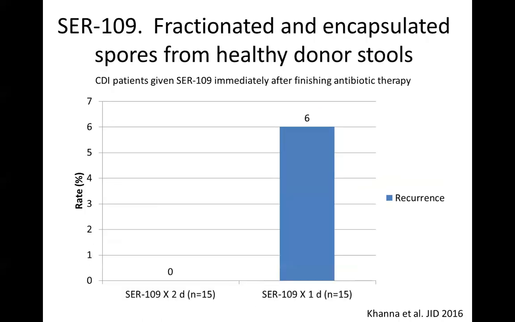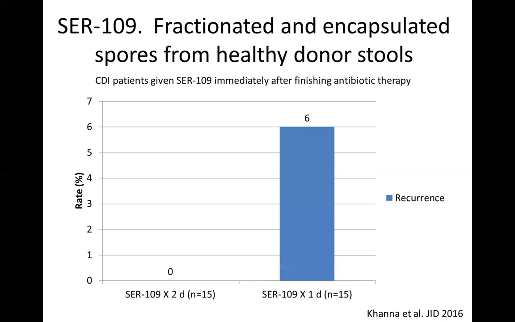SER-109 didn't do quite as good, but it's from Seres Health. This was find the world's most healthy poop. This is their story. It's sweet. 1,000 people were screened. You can't have a dental cavity. You can't have any history of anything bad happening before 55. You probably have to be Usain Bolt. So you are Usain Bolt and you donate tons and tons and tons of stool.